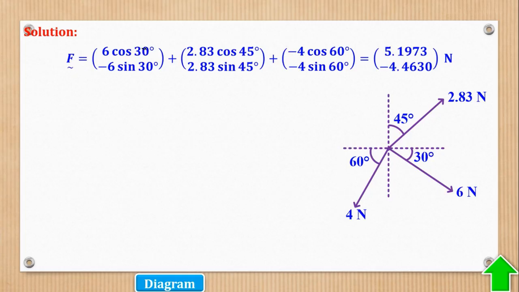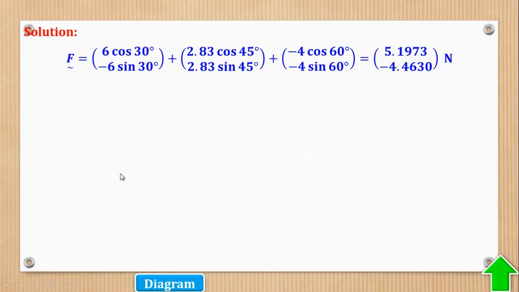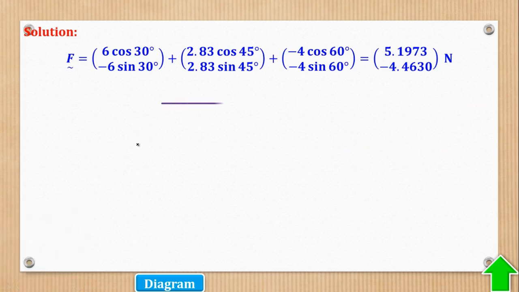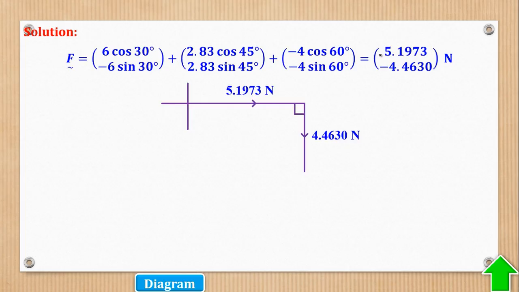Now when I add the upper components, I'll come up with 5.1973. Add the lower components, I'll come up with negative 4.4630. So now I'll have to draw my right angle triangle to be able to get the magnitude and direction. So positive horizontal is to the right, and negative vertical is downward. Then the resultant is a line joining from start to end.